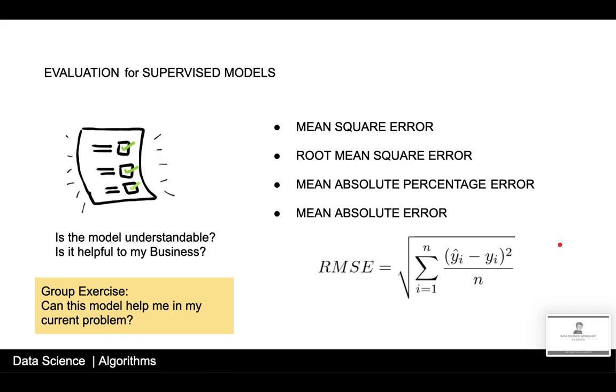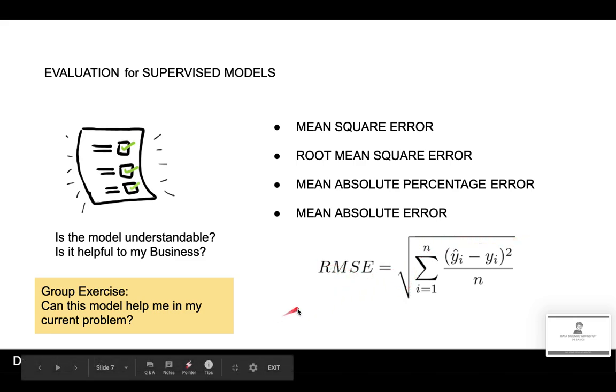Okay, next you need to evaluate your models. For supervised models, you can use the following: mean square error, root mean square error, mean absolute percentage error, or mean absolute error. This is an example for root mean square error, where you have the y hat, or your forecast, and y sub i, which is your actual. Subtract that, and you get the square. It's still a positive value, and divided by the total number n, and then get the square root, you will get the root mean square error. So the mean square error is just taking off the square root.